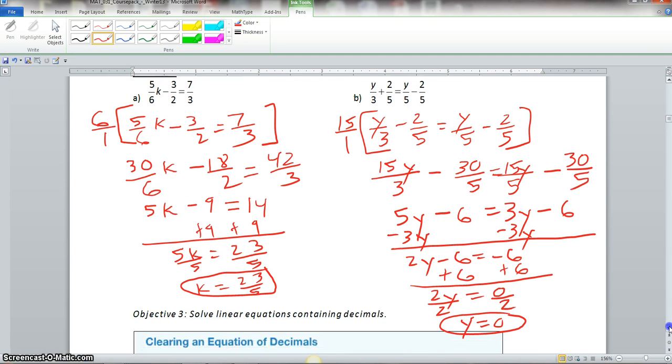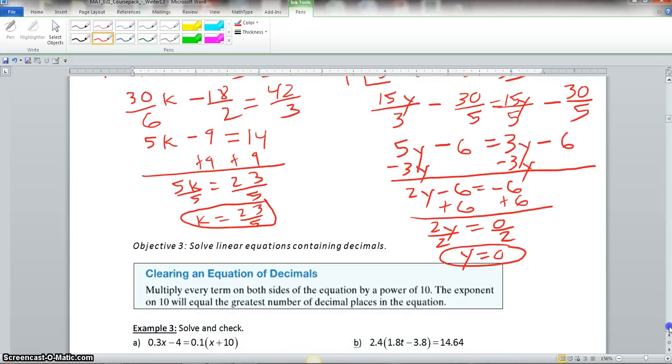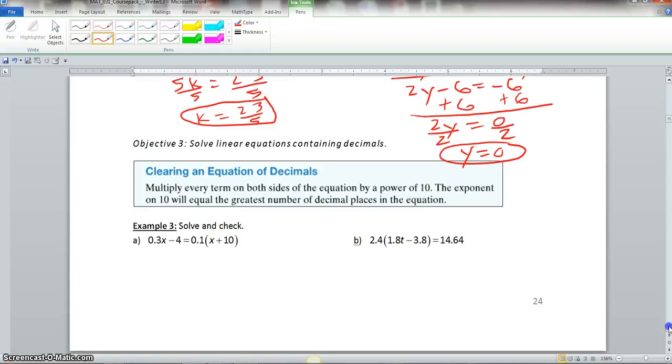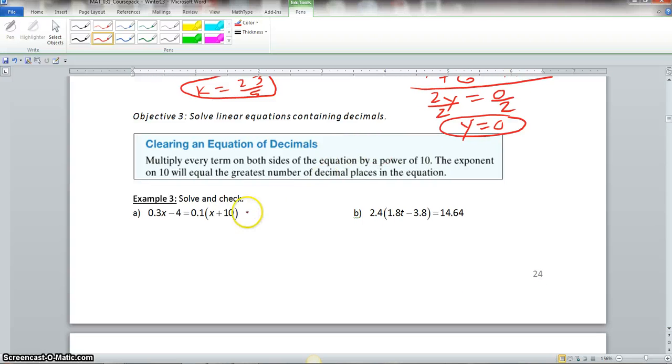Okay, now we scroll down here. It says objective 3, solve linear equations containing decimals. Now, it tells you here, multiply every term on both sides of the equation by a power of 10. The exponent on 10 will equal the greatest number of decimal places in the equation. Just like with the fractions, we could get rid of the decimals in the problem. But first, let's take a look here.